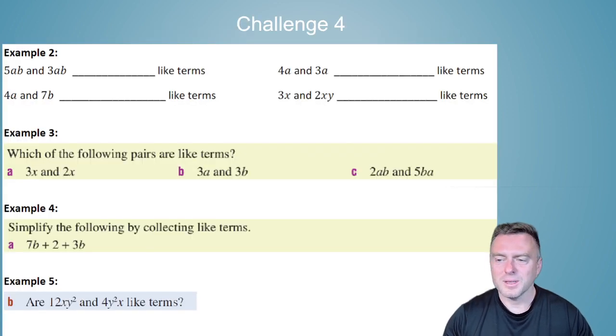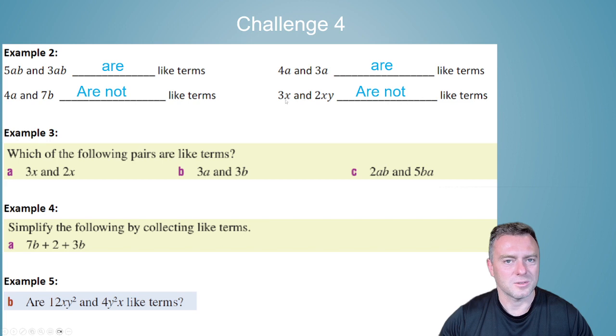So pause the video, see if you can have a crack at these guys. Great. So first one here, are 5AB and 3AB like terms? Absolutely. 4A and 7B are not like terms. 4A and 3A are, and then 3x and 2xy are not. So even though it's got an x, this thing's got a y as well.